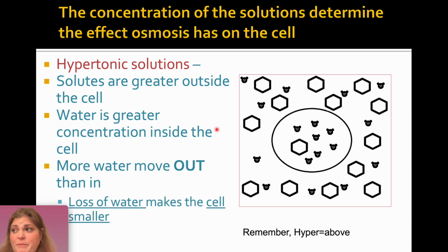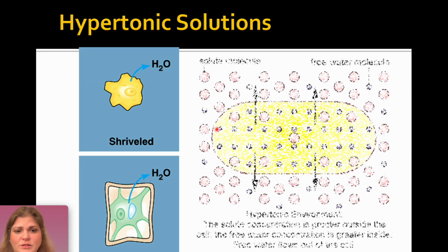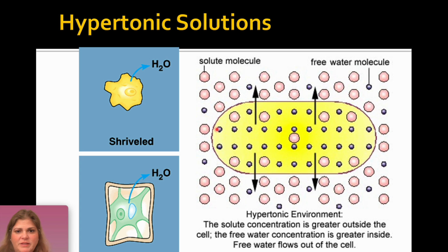So because the cell is losing materials, it's losing mass, it's getting smaller, this cell tends to shrivel up. In a hypertonic solution, the cells will get all shrivelly. In a plant, plants have cell walls, so they can't shrivel the same way an animal cell will, but the cell membrane will actually pull away from the cell wall.